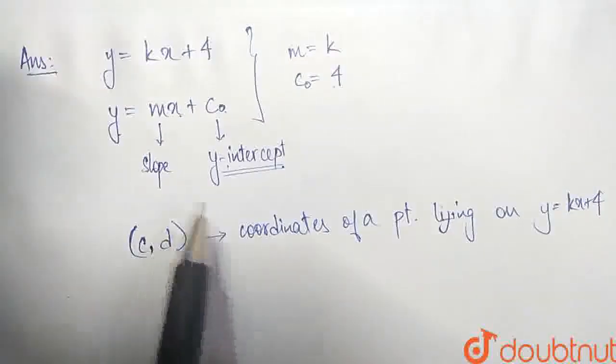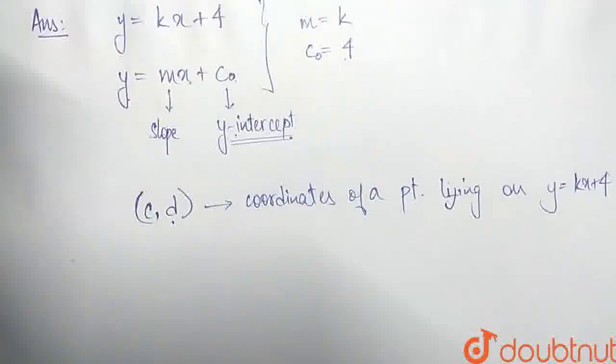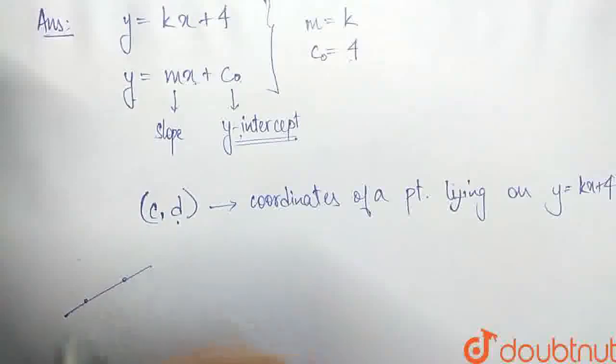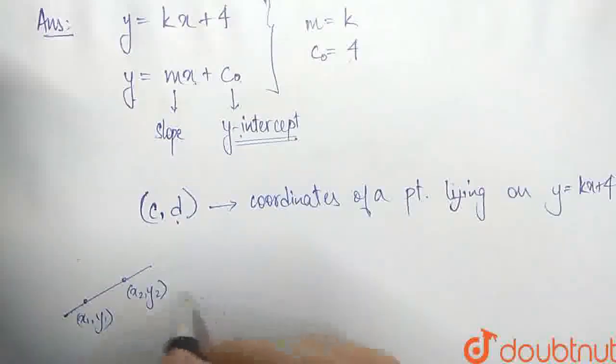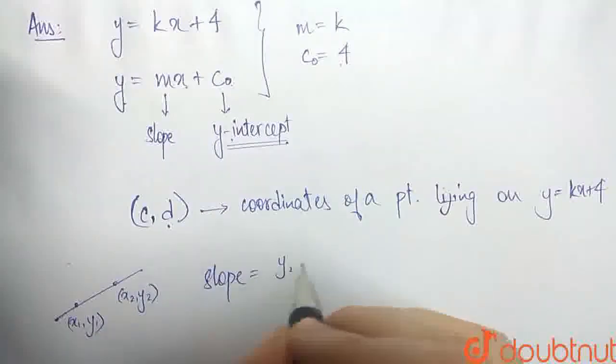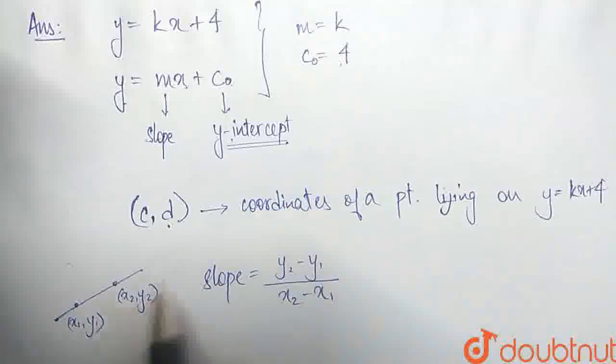So we need to find the slope of this straight line in terms of c and d. What we can use here is the equation for finding slope when 2 points on the straight line are given. Suppose this is a straight line and we know the coordinates of these 2 points, x1, y1 and x2, y2. Then we can use the formula slope equals y2 minus y1 by x2 minus x1. But here we know only one point.